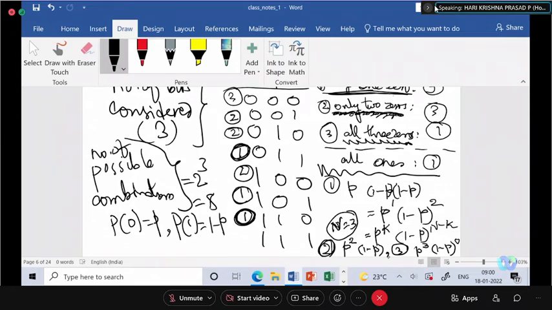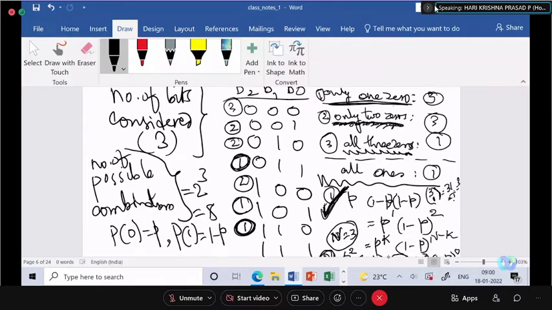Okay. Now consider this case where only 1 zero is happening. How many such combinations exist? Out of 3 trials, out of 3 possible outcomes, 0 should happen only once. How many? This is nCk, 3 factorial by 2 factorial, that is 3, right? So the number of possible combinations where there is exactly only 1 zero is 3.